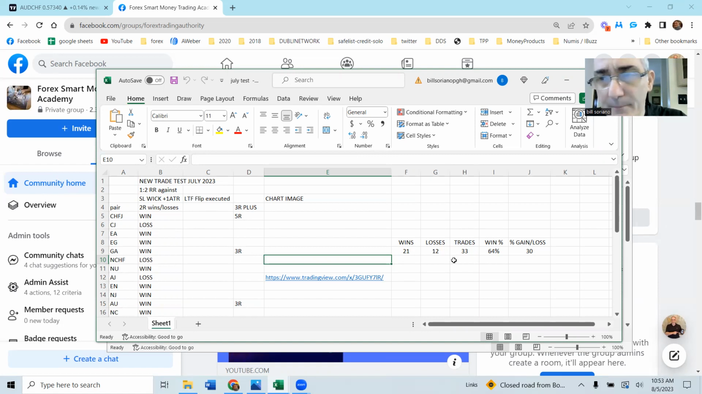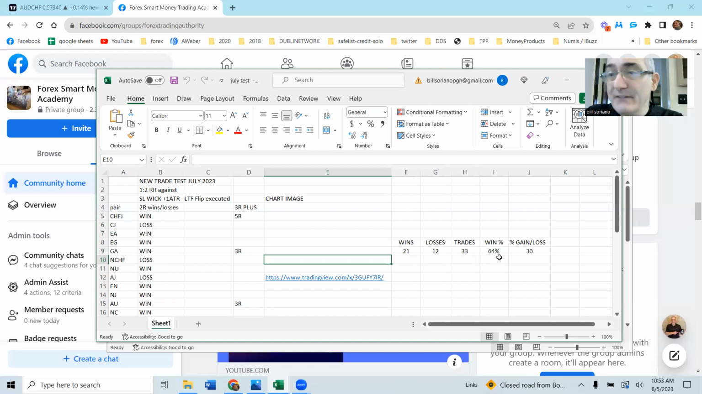I'm not sure exactly how many I took, and my results don't really matter because they have no effect on your results. What matters is that with this strategy, there were 33 trades that executed, right? And 21 were wins, 12 were losses. And again, risking a 1-to-2 risk to reward ratio on every trade, a win rate of 64%.